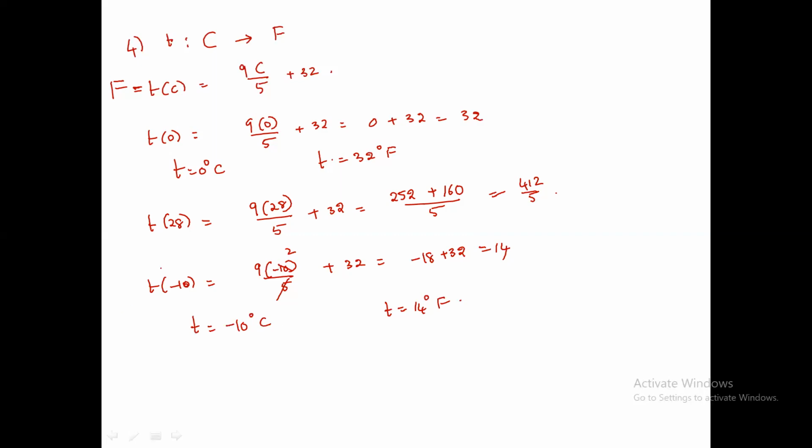Now, next they are asking you to find C when T of C is 212. For this, we will go to the new page. T of C is 9C by 5 plus 32, it's given in the question. Now they are asking what is C when T of C is 212. So put T of C as 212.